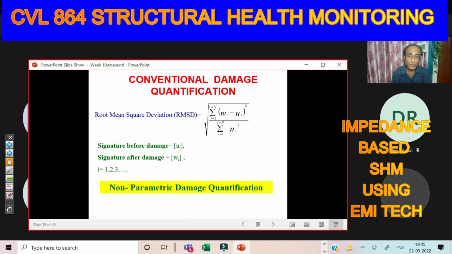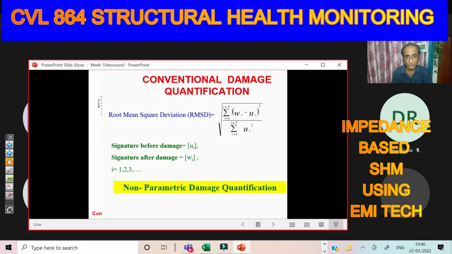If we use the root mean square deviation, it only gives a statistical number, but that number does not tell us how severe the damage is. Of course, if we have a lot of values, then we can say, okay, relative to the previous stage, it is having a severity level higher or lower, something like that. But then we cannot be very sure.